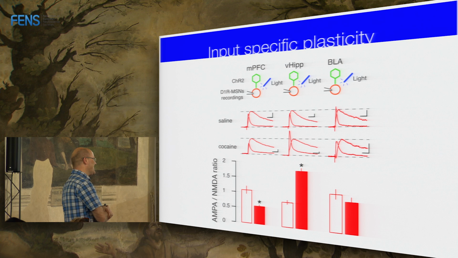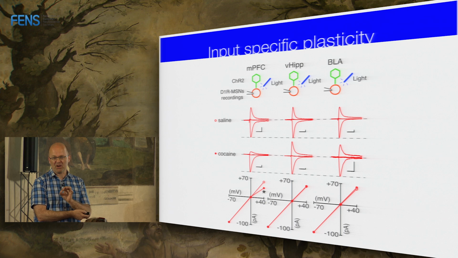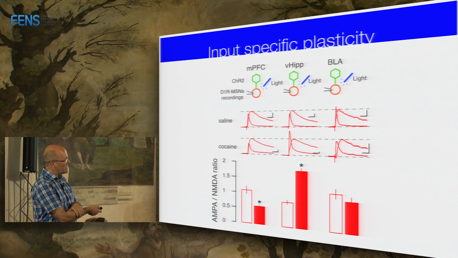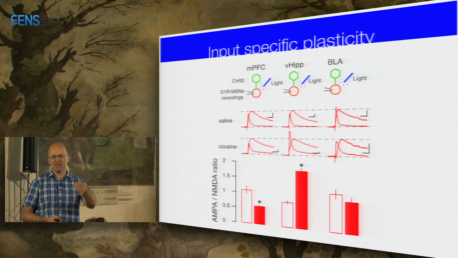Okay, so the explanation is here, where you have a very small current at positive potential. I told you that the AMPA/NMDA ratio is measured at plus 40, so at equal number of receptors, the overall current at positive potential will actually go down. And this explains why we have a decrease of AMPA/NMDA ratio. So the specificity is because it's a positive potential.